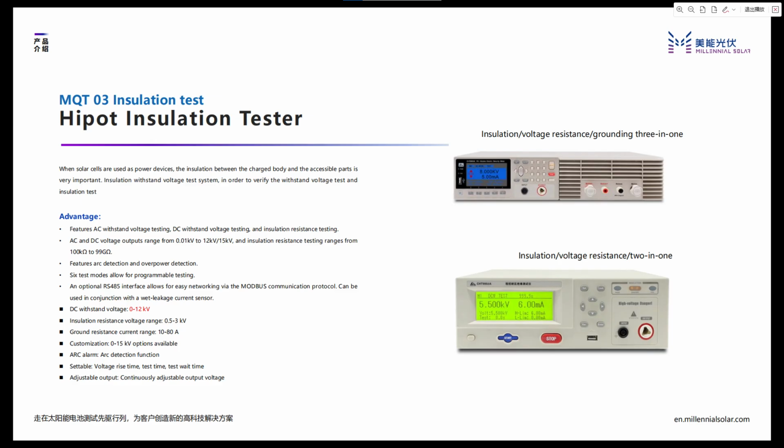And for this device, we have two options. One is a 3-in-1, which contains the insulation, voltage resistance, and grounding tests. And we have the simpler one, which we usually pair with our wet leakage current tester. It's just the insulation and voltage resistance test. And its DC withstand voltage is 0 to 12 kilovolts.